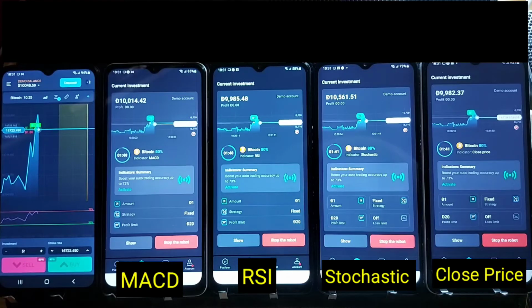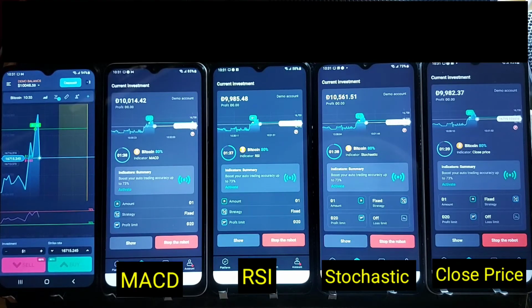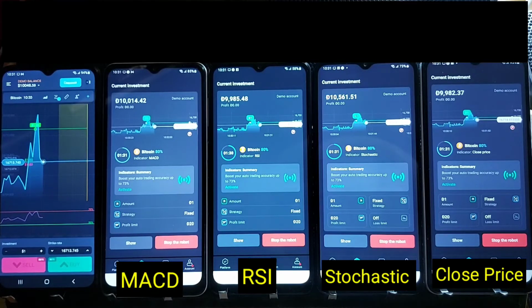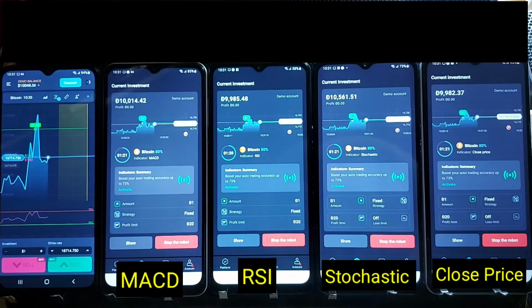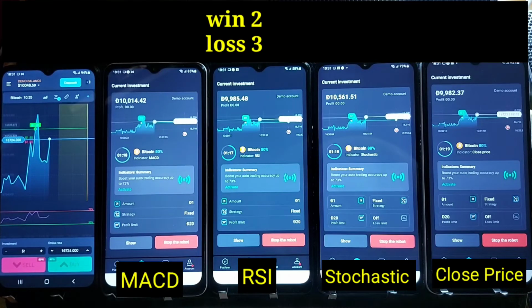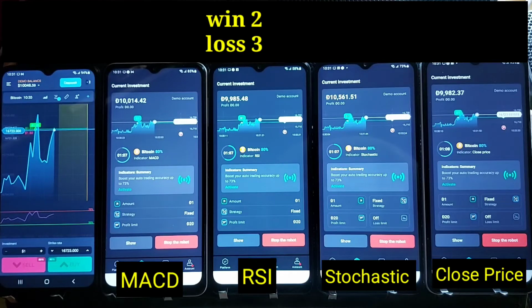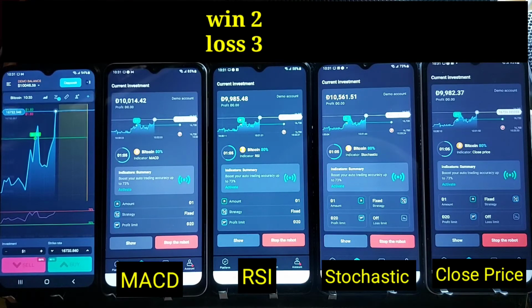For our next round, all the four robot indicators are indicating a strong upward price movement. So we click the buy button. Let us wait and see what will happen. So far, in the last 5 trades, we have won 2 times and lost 2 times. This goes the same for all of the 4 robots, each having 2 wins apiece and 3 losses apiece. Let us wait and see the results of this 6th round.